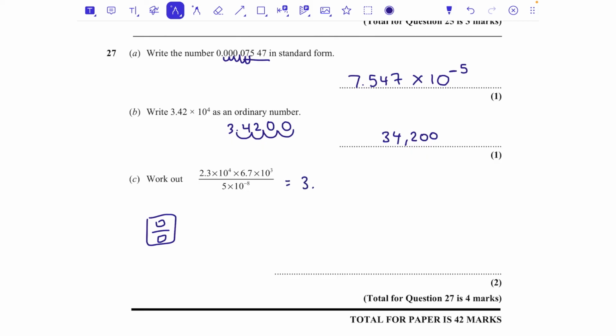And my answer for that is 3.082 times 10 to the power of 15. And that's my final answer for that one. So that's standard form, that last topic.